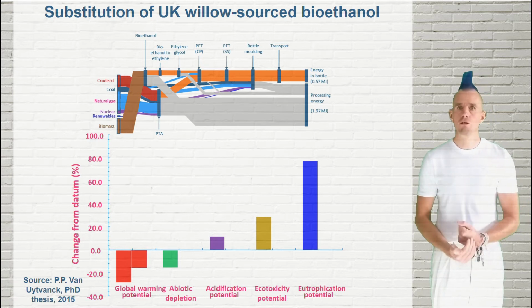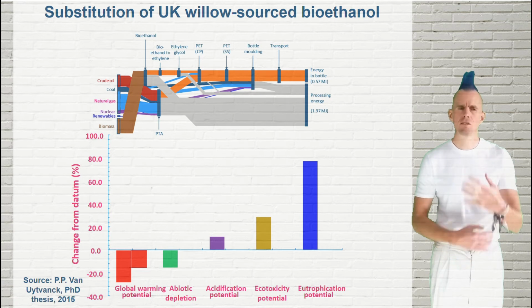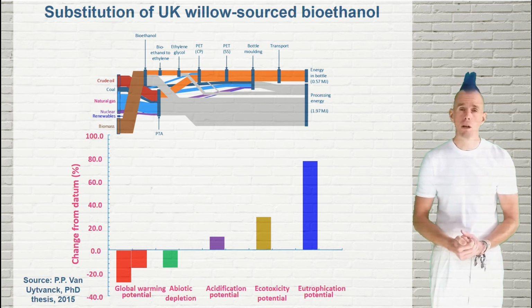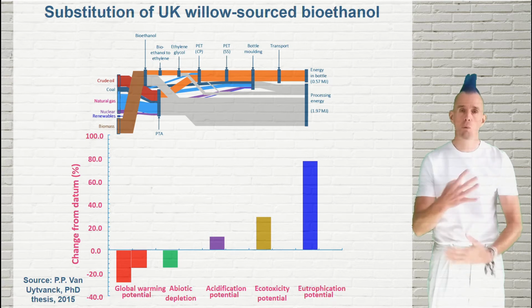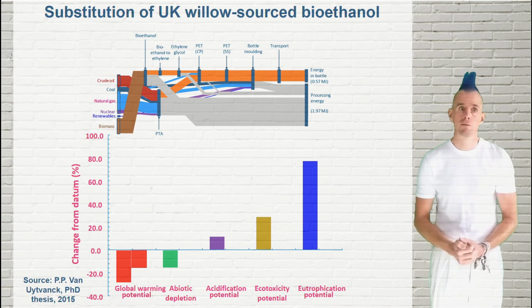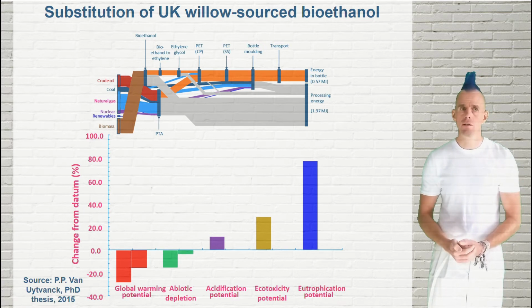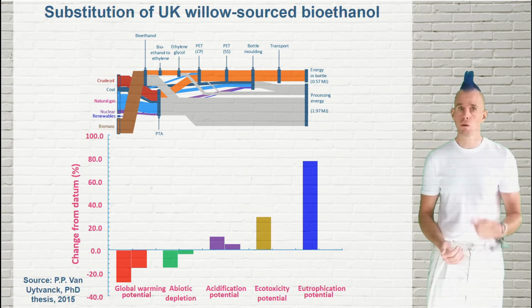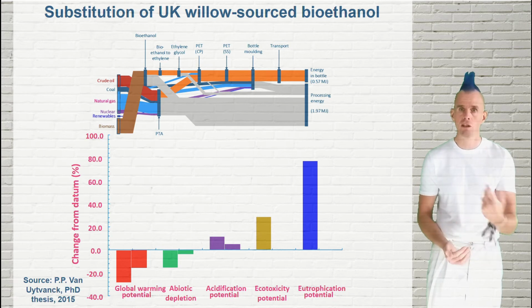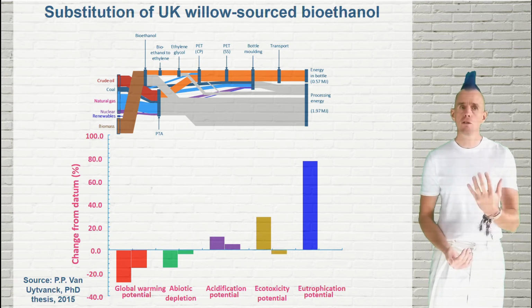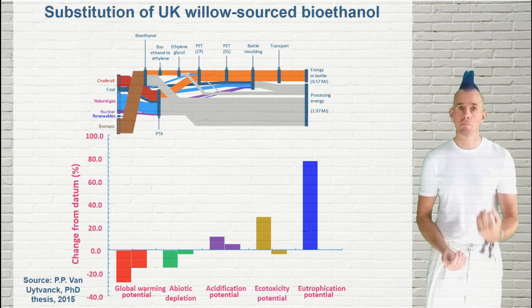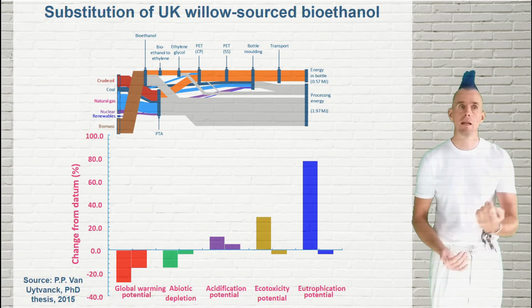Global warming potential is reduced, but not quite so much. There's not quite so much sugar required in willow, and so there's a lot more processing steps required to ferment up the bioethanol in the first place. So we find that abiotic depletion is reduced, again, by not as much. However, acidification potential is reduced. It's still greater than the petrochemical process, but it's less than the Brazilian bioethanol process. Ecotoxicity, however, is lower than both the datum and the Brazilian bioethanol case, and eutrophication potential is similarly lower.